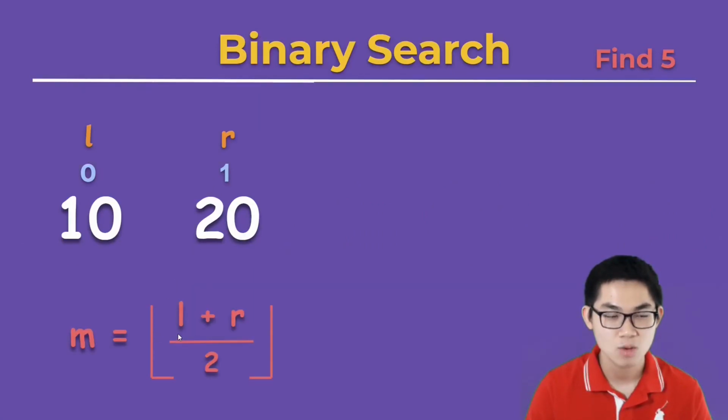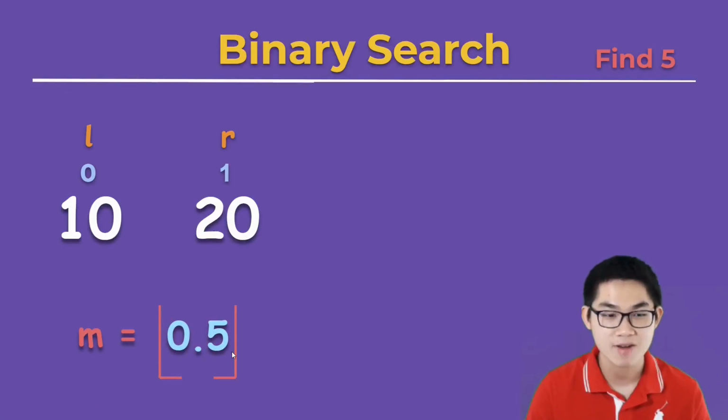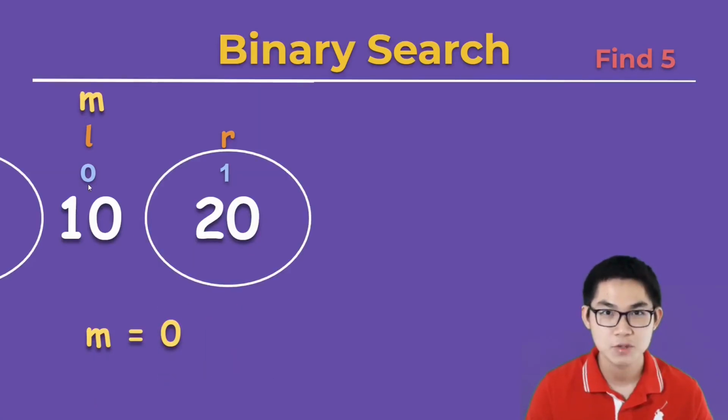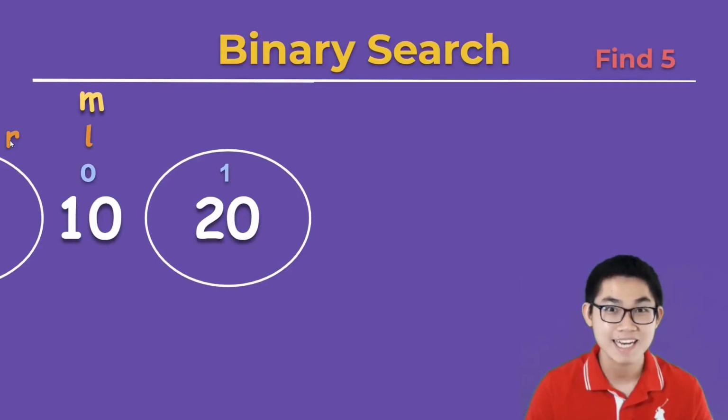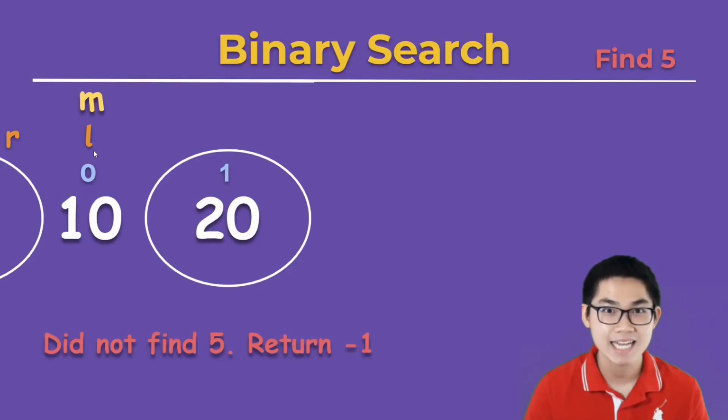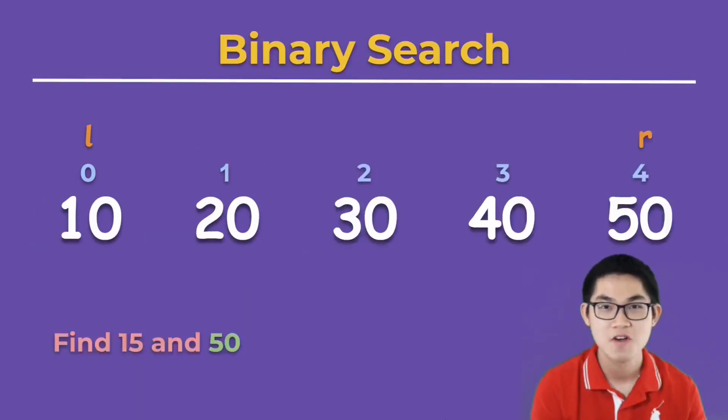So mid is L, which is 0, R is 1, we get 1 divided by 2, which is 0.5, then you round down to 0. And we split the array into 2 groups again. The first thing I'm going to do is check the number at mid. 5 is smaller than 10, so we move R over to this side. Now notice when R is to the left of L, this indicates that number 5 does not exist inside the array. In this case, you can either return false or -1. For practice, I would like you to find number 15 and 50 using binary search.